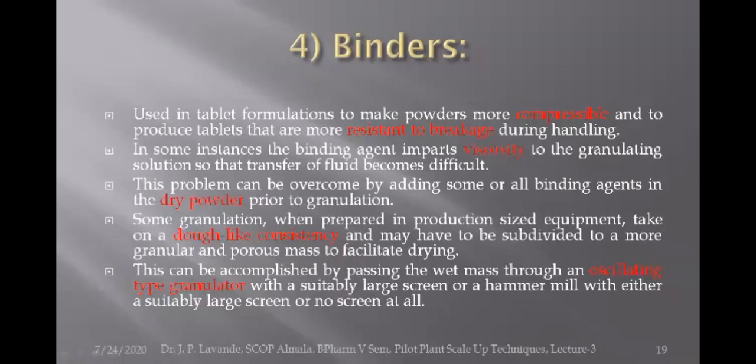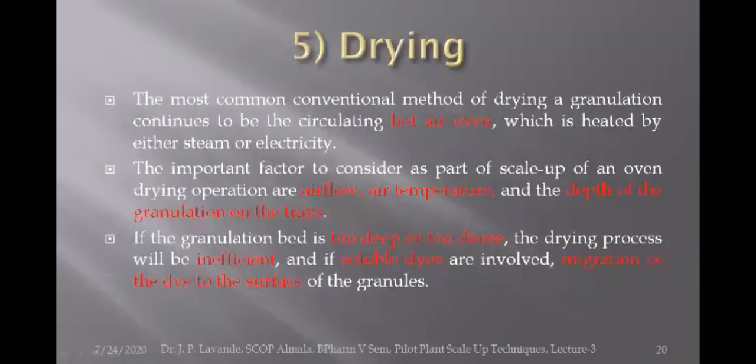with a suitably large screen, or a hammer mill with either a suitably large screen or no screen at all. The material that is passed through the oscillating type of granulator, or passed through the large sieves, or subjected to the hammer mill, is then passed through the sieves so that granules of the required size can be obtained.